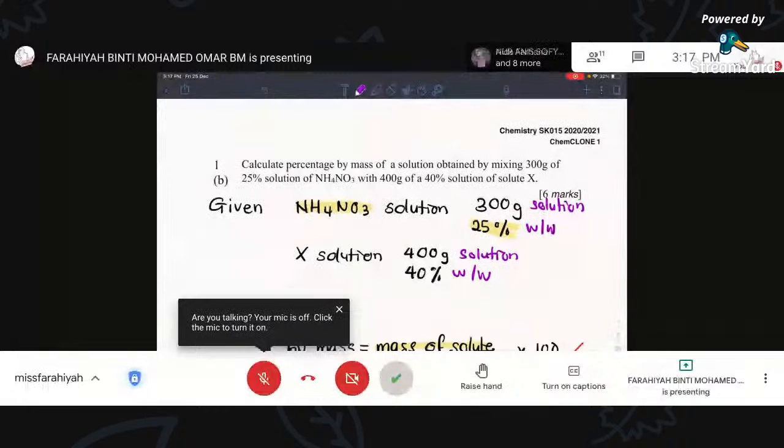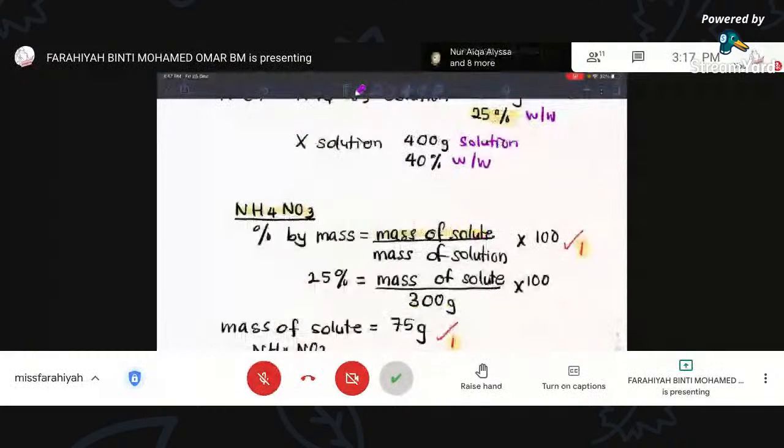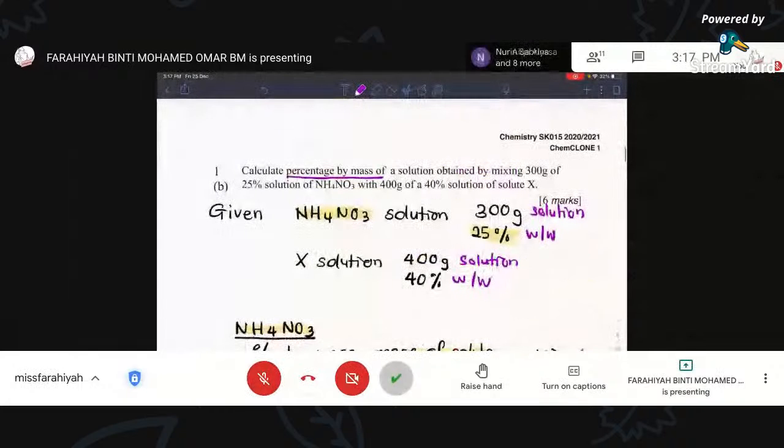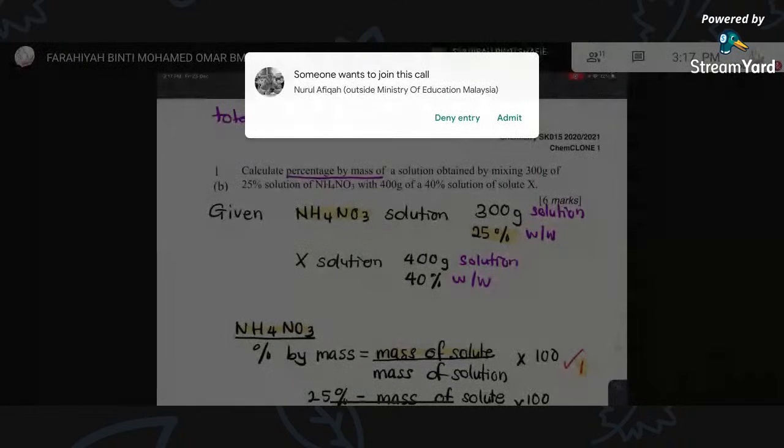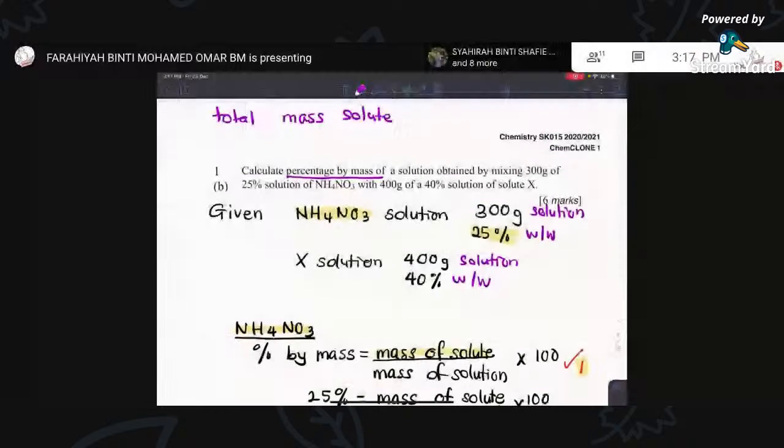Okay. So now dia minta pada kamu percentage by mass. So percentage by mass ni macam biasalah. Mass of solute over mass of solution times 100. Okay. So sekarang ni you nak kena tahu berapa mass solute, total mass solute and okay. Sekejap ya. Okay, dah selesai. Okay, total mass solute and total mass solution. Okay. So, jadi kita kena carilah satu-satu.